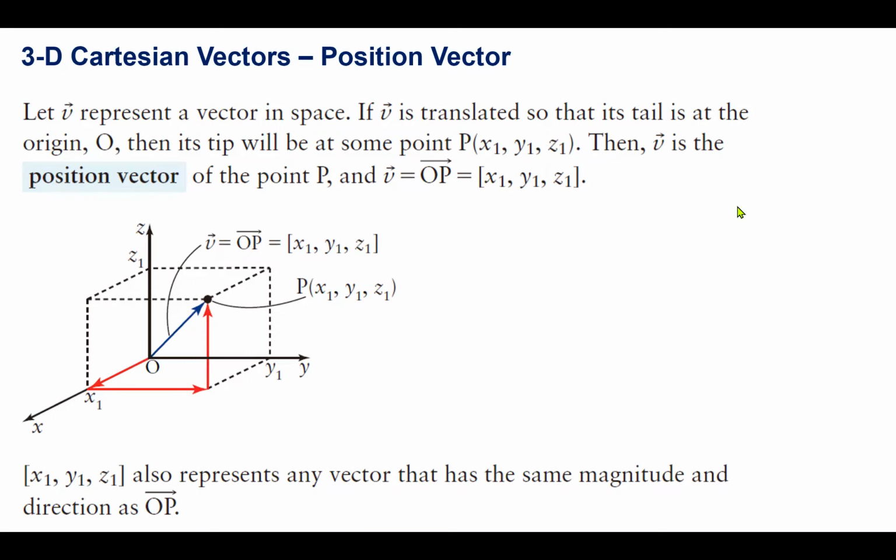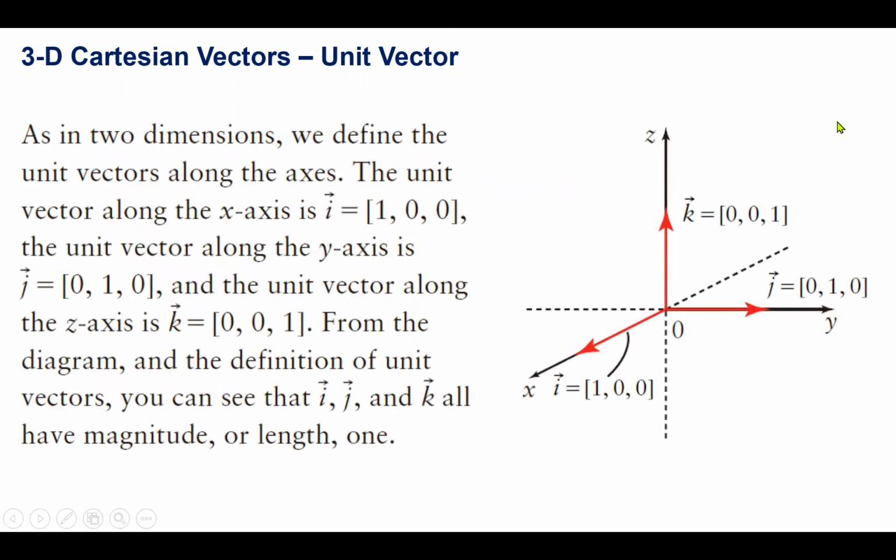Right, if no questions, let's have a look at another concept, which is a unit vector. As in 2 dimensions, we define the unit vectors along the axis, right? The unit vector along the x-axis in 3 space is defined as i, which is (1, 0, 0). The unit vector along the y-axis is defined as j, which is (0, 1, 0). And the unit vector along the z-axis is k, which is (0, 0, 1).